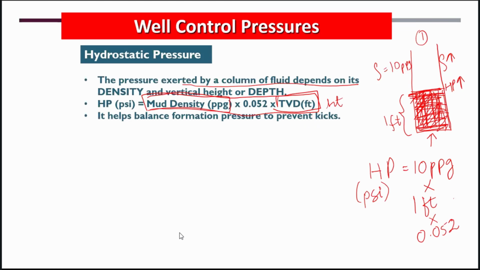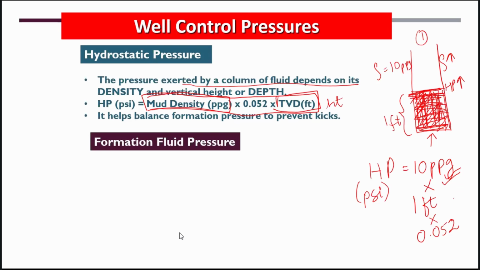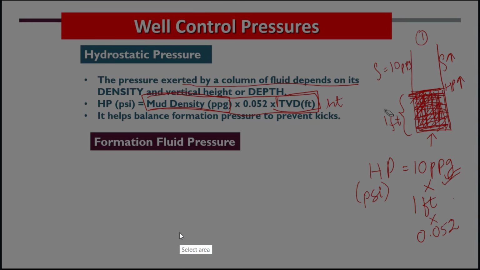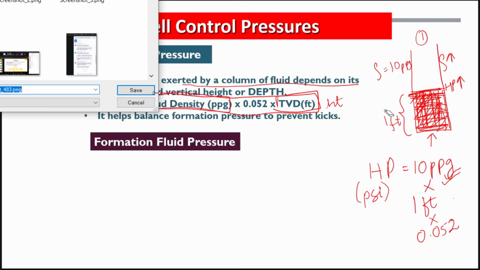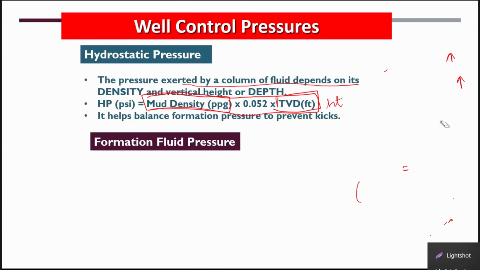Simple. Whenever we are drilling a well, this mud column helps to balance the formation pressure. So it is very important that all of us know how to calculate hydrostatic pressure and which factors it depends upon: density and height. If you want more hydrostatic pressure, increase the density. If you want less hydrostatic pressure, decrease the density. It is such a relationship. Now, what is formation fluid pressure? One important pressure we have understood. Next is the formation fluid pressure, which we need to understand.